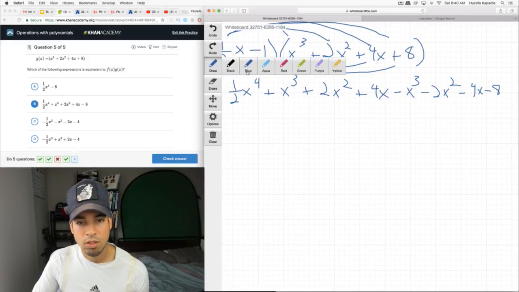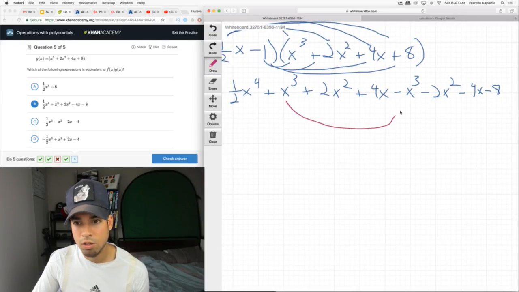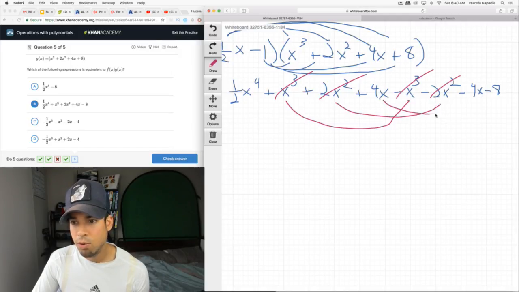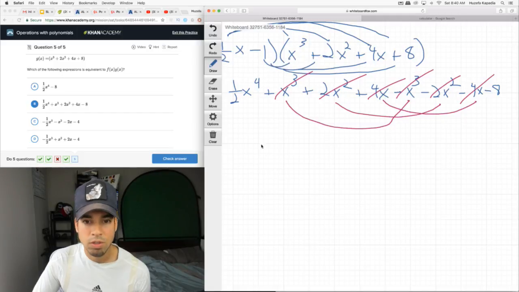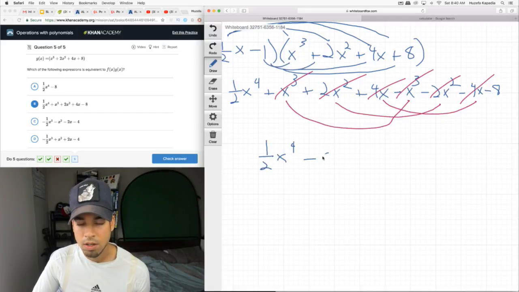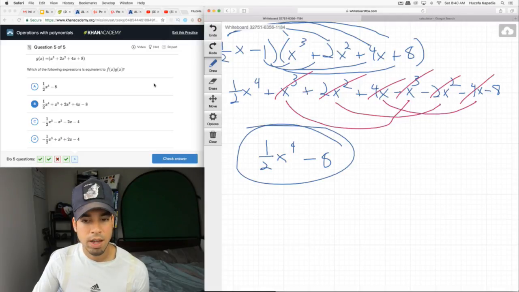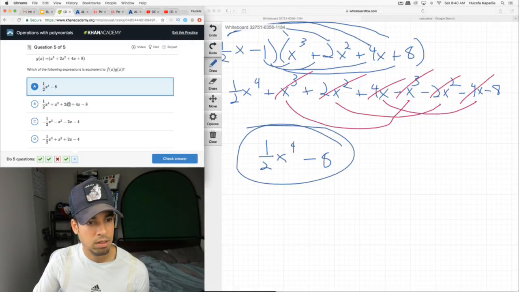Okay, now let's look at our like terms. We got x cubed and negative x cubed. Actually, those do cancel out. I was wrong. 2x squared and negative 2x squared, those do cancel out, right? These guys. And then 4x and negative 4x cancel out. So, in fact, my hunch was incorrect. That happens sometimes. And it is 1/2 x to the 4th minus 8.